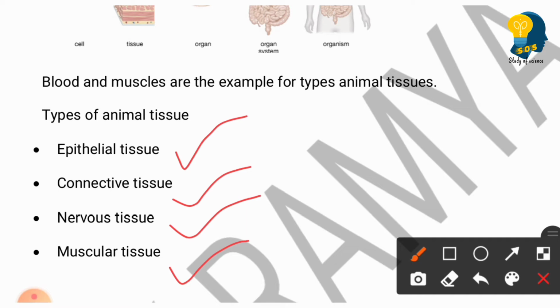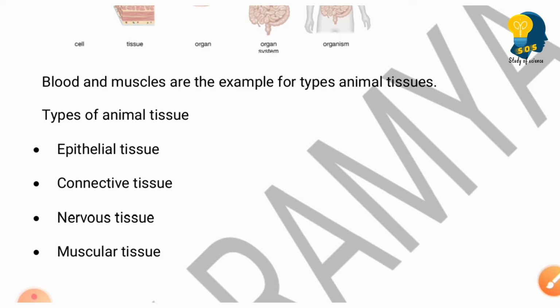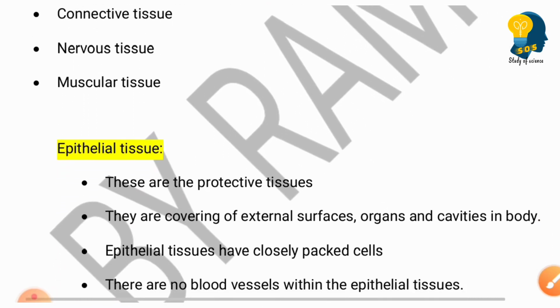So now let us understand the first type of animal tissue. In this session I will completely explain the epithelial tissues and the types of epithelial tissue. So then what is epithelial tissue? Let us understand in detail.